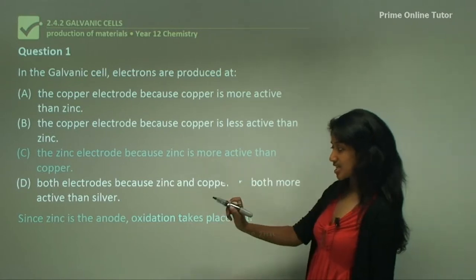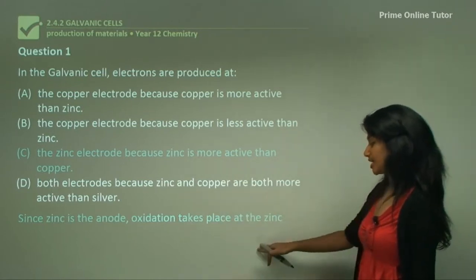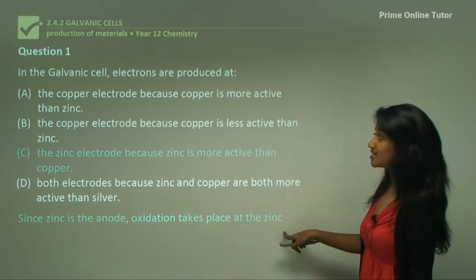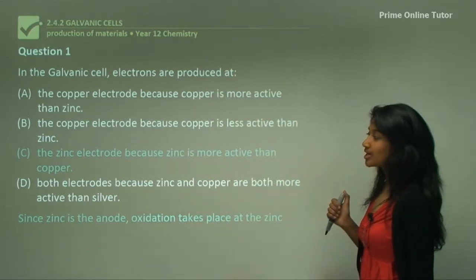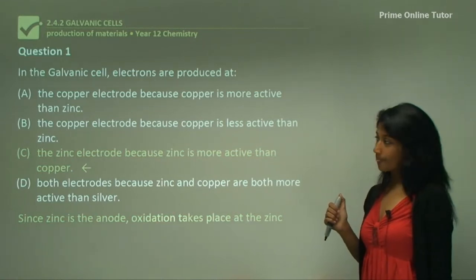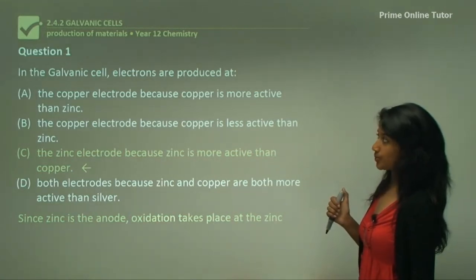Since zinc is the anode, oxidation takes place at the zinc, and oxidation is the production of electrons. So C is the answer. Now we'll move to question 2.